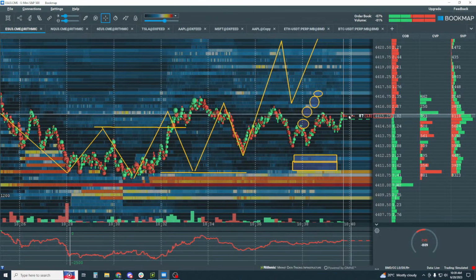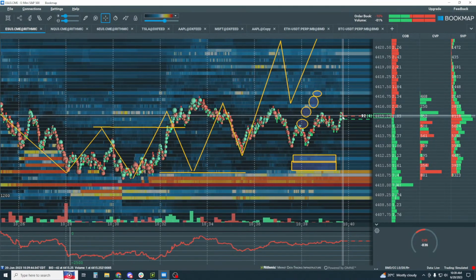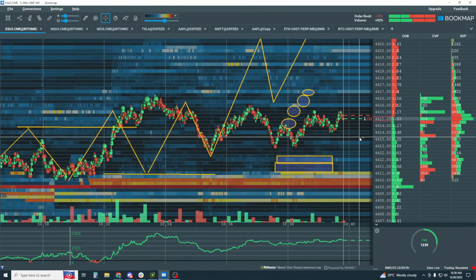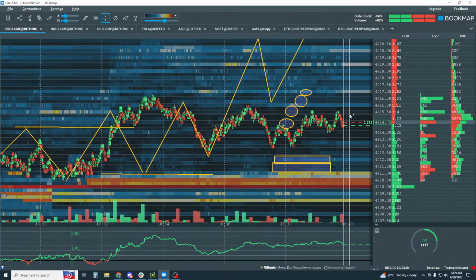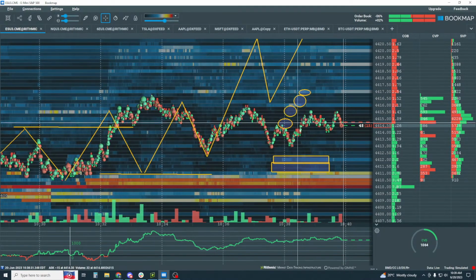Okay, so now here we go. We got maybe some buyers coming back in up here. Okay, now again, do we have all the pieces here? No, not really. No, the book is looking kind of blank here.